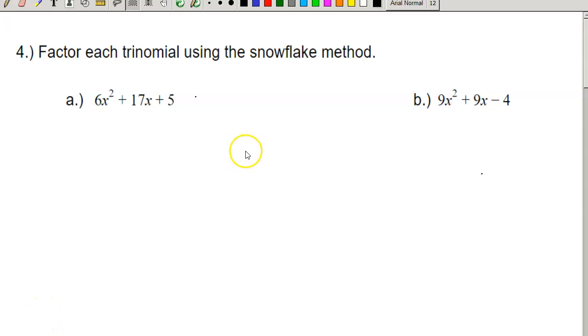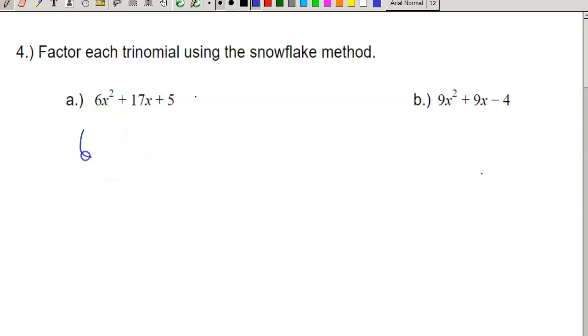All right, this is number 4 on 4.3 homework. We did not talk about coefficients with a that's greater than 1. So this will show up in 4.4, but here's how you do it.